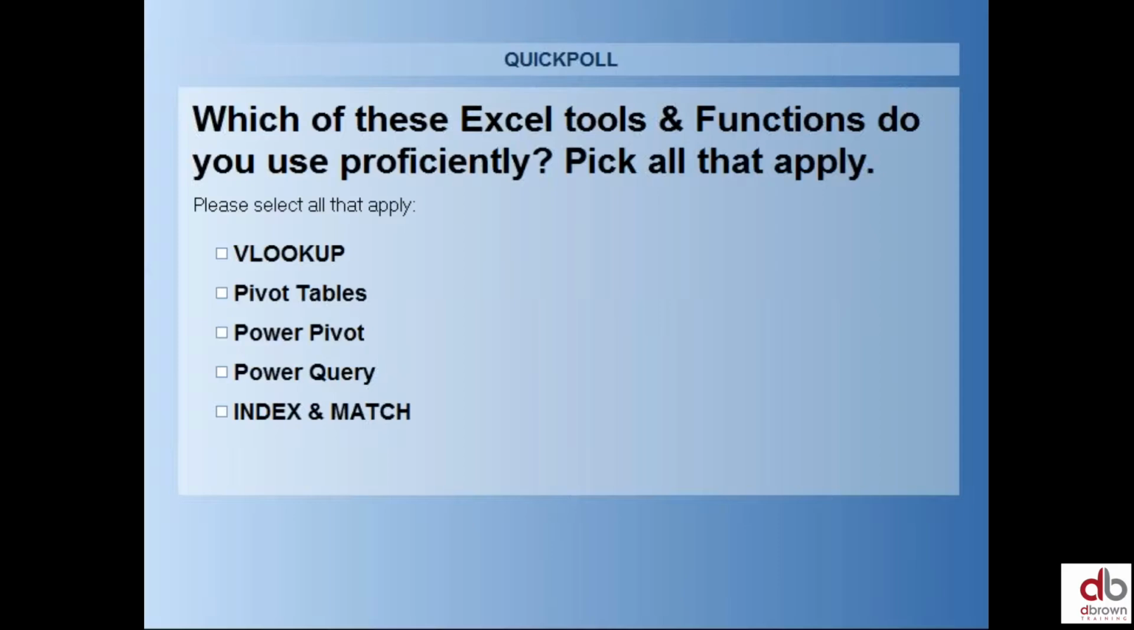You can see the results of our poll: 94% of us here have used or use VLOOKUP proficiently. 82% use pivot tables proficiently. 18% have used Power Pivot. Now, pivot tables and Power Pivots are two different things. So 18%, okay, it's gone up to 22% use Power Pivot. 6% use Power Query. And 33% of us have used Index and Match. So that's pretty good. Yeah, Index and Match is very powerful.